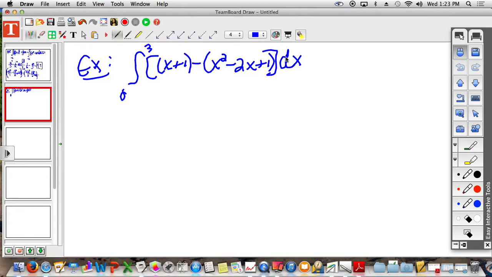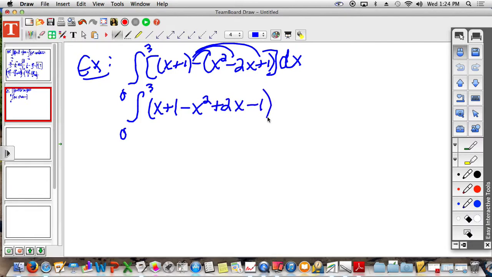So we are taking x plus 1 minus this whole thing right here. So that really means we're taking the integral from 0 to 3 of x plus 1. I rewrote that first function. I'm going to distribute the negative into the parentheses now. When I distribute the negative, I get negative x squared, I get a positive 2x, and I get a minus 1 dx. And now I can collect like terms.